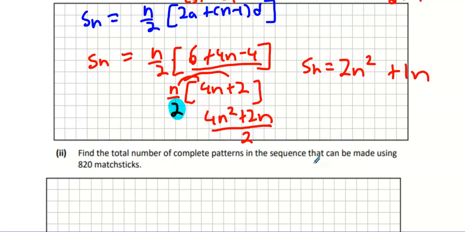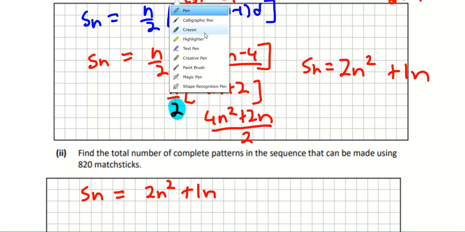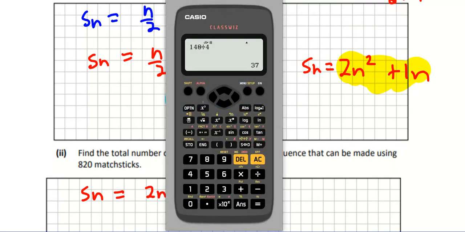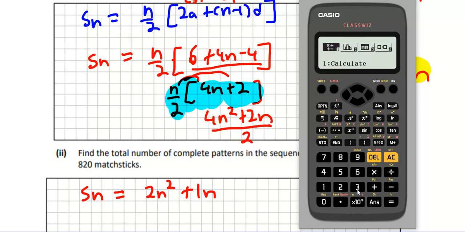Find the total number of complete patterns in the sequence that can be made using 820 matchsticks. Now, there is a trial and error way of getting marks for this, if you aren't too sure about it. It doesn't matter which formula you enter, because they're actually both the same thing. The blue and the yellow formula are exactly the same. So if you weren't the best at doing this question, for high partial marks, you replace the n with x, and you just go 4x plus 2.